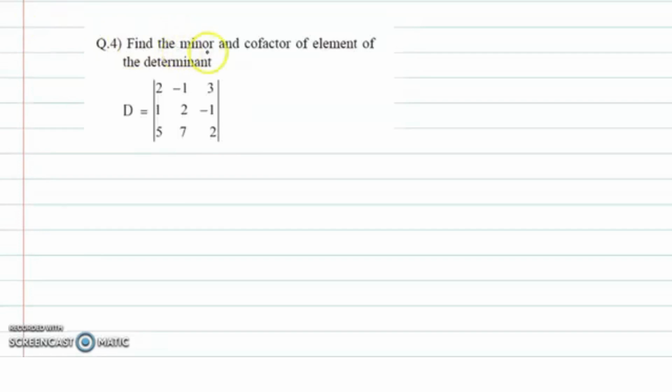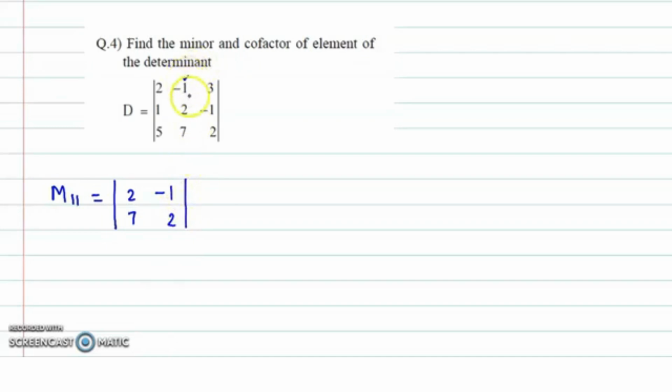अब नेक्स्ट क्वेश्चन देखते हैं. फाइंड द माइनर एंड कोफैक्टर्स ऑफ द एलिमेंट्स ऑफ द डिटर्मिनेंट. अब ये जो 9 एलिमेंट्स हैं इनका हमें माइनर एंड कोफैक्टर भी ढूंढना है फॉर ईच ऑफ देम. तो पहले ये जो एलिमेंट है फर्स्ट रो फर्स्ट कॉलम, इसका हम माइनर ढूंढते हैं, दैट इज M11. तो इसका रो और कॉलम अगर डिलीट करते हैं तो डिटर्मिनेंट मिलता है 2 7 -1 2.